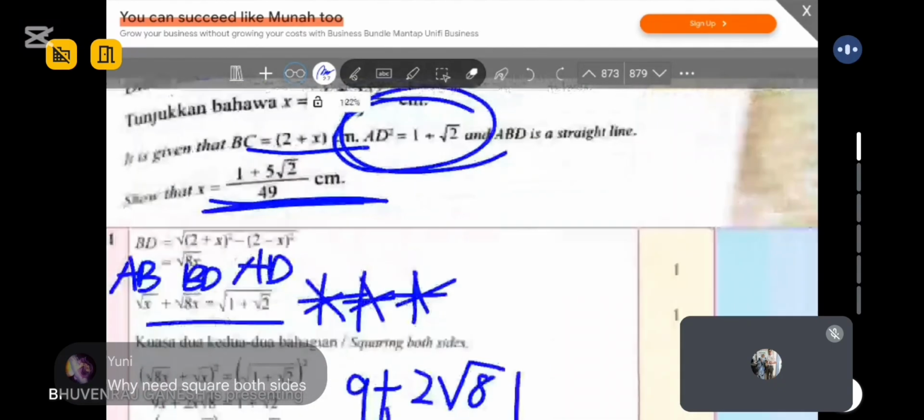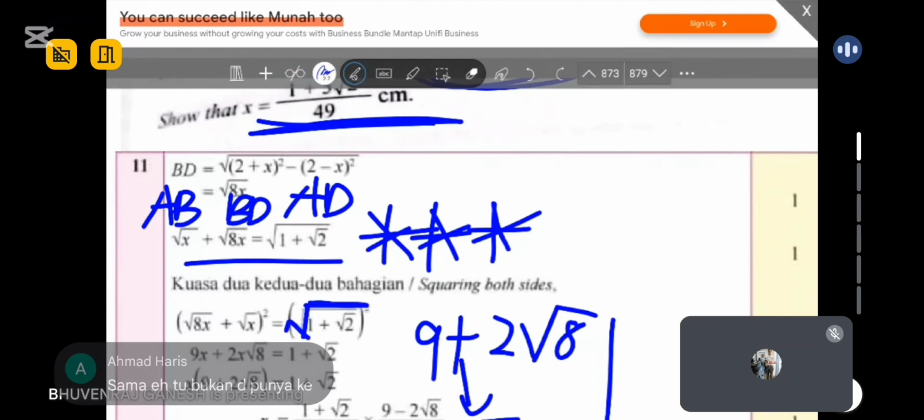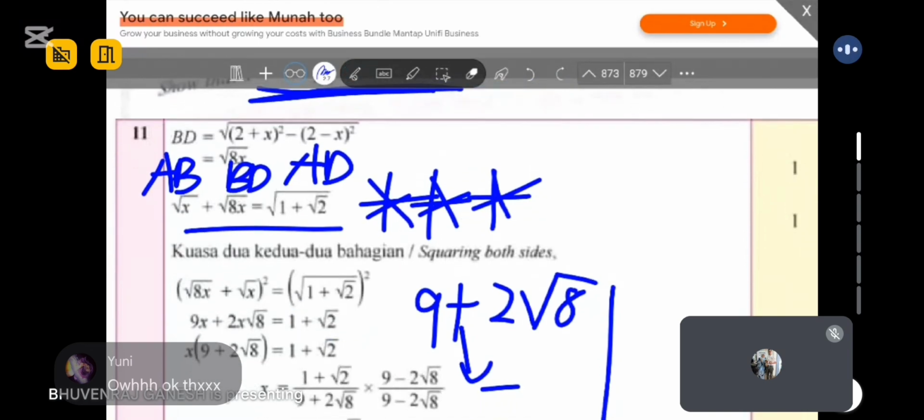Oh, because you want to get rid of the square root guys. Kamu nak hilangkan punca kuasa yang ni. Guys, you square both sides because you want to get rid of the square root. Okay, that's why you square both sides. Supaya kamu hanya dapat yang ni sahaja. Okay, that's all. Alright.